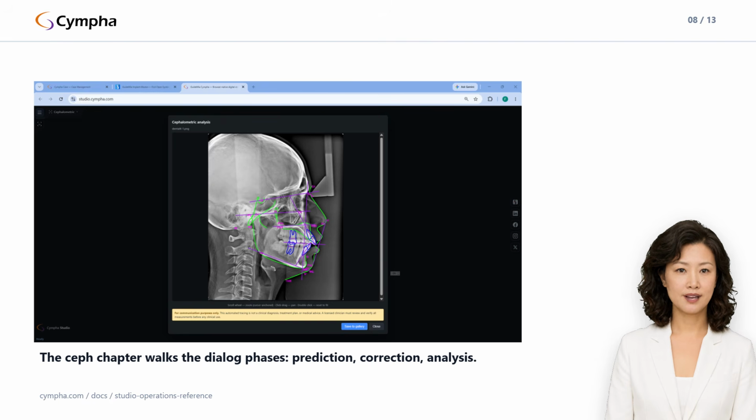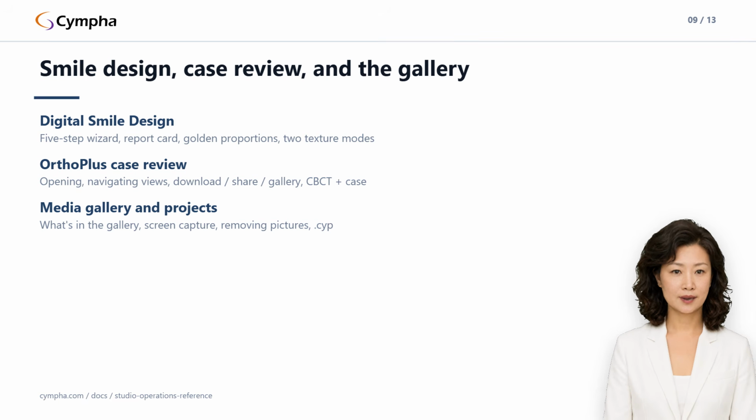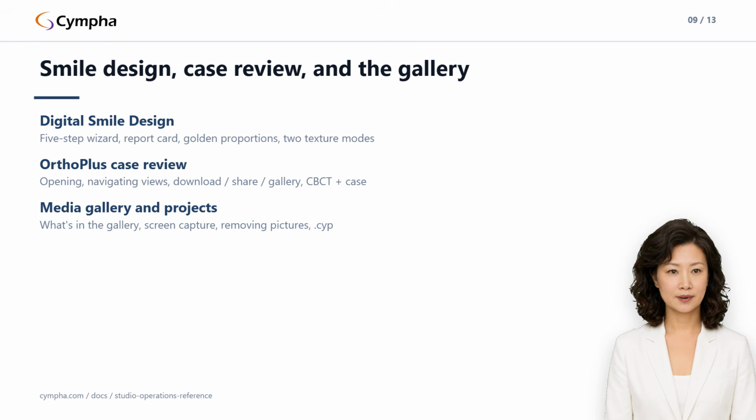Next, the OrthoPlus case review chapter, opening an OrthoPlus case, navigating between views, downloading the case, sharing it, dropping it into the media gallery, and the combined view that shows the CBCT alongside the case. And finally the housekeeping chapter that quietly gets used more than any other, media gallery, screen capture, and Cympha project pictures, what appears in the gallery, how to take a screen capture, how to remove a project picture you didn't mean to keep, and how a Cympha project bundles the pictures along with the scene, so a saved project reopens with its imagery intact.